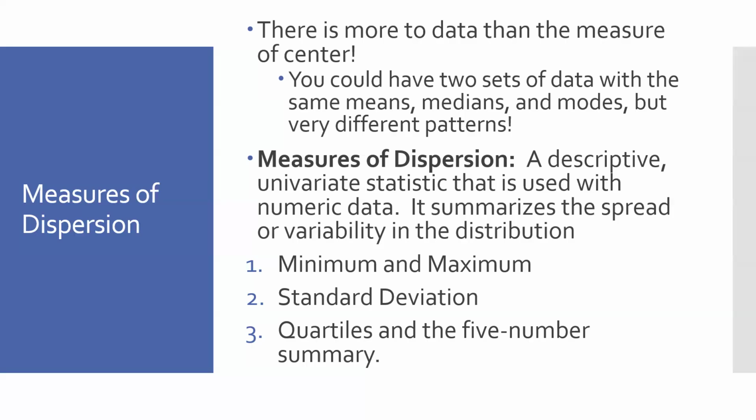These are descriptive univariate statistics that might be used to take our numerical data and summarize the spread or the variability of the distribution. We'll start with the minimum and maximum, then go into something called the standard deviation, and finish up with something called quartiles and the 5-number summary, which sounds like a really bad band that's just starting up. But really, it's a way to summarize our data.